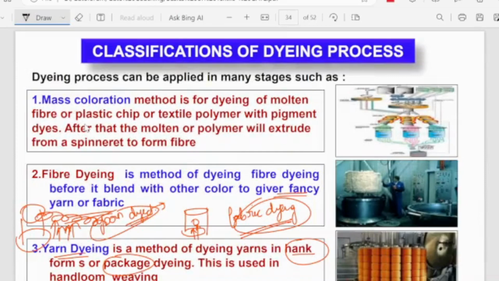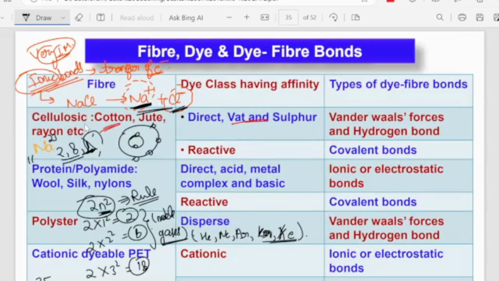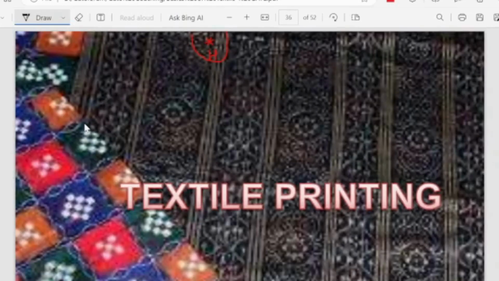These are different types of manufacturing processes. What different kinds of bonds are formed in this process is very important. As far as polyester is concerned, disperse dyes are used, and for cellulosic, direct vat dyes are used. Which types of bonds are formed with cellulosic and direct dyes? Van der Waals and hydrogen bonds are formed, whereas in case of reactive dyes, covalent bonds are formed.